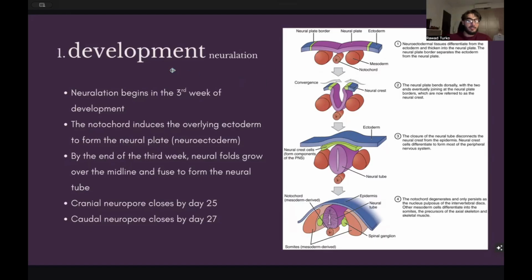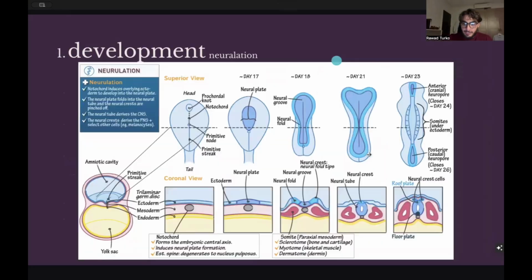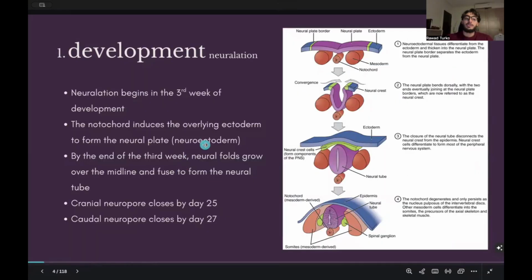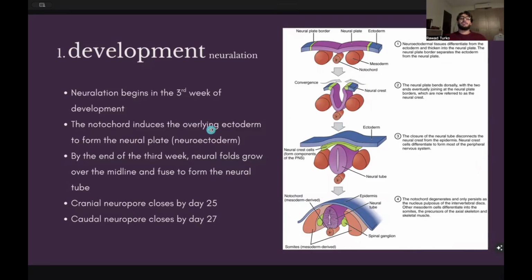Anyways, what were we saying? Neurulation begins in the third week of development. The notochord, which we see here at the bottom, induces the formation of the overlying ectoderm. The entire nervous system is going to form from the ectoderm, or specifically the neuroectoderm, to form the neural plate. By the end of the third week, the neural folds grow over the midline and fuse to form the neural tube.